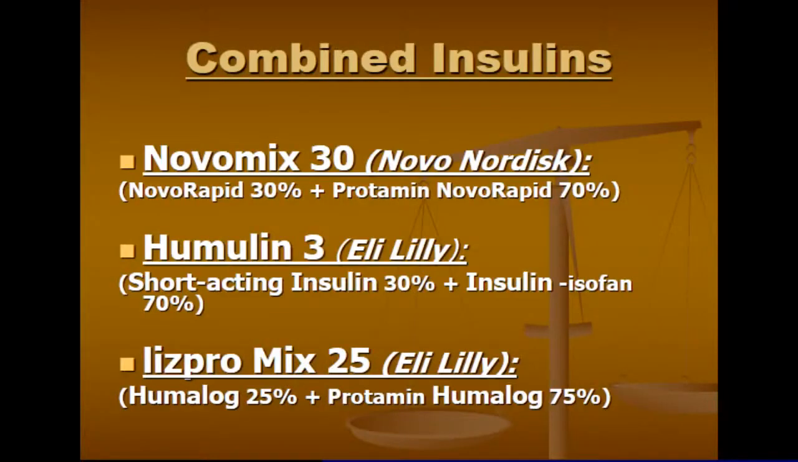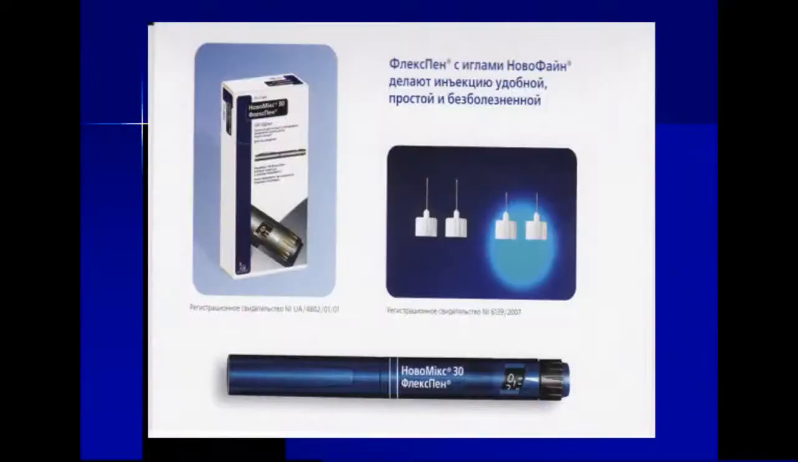Very rare, used usually for adults. Combined insulins: Novomix 30. This insulin includes Novorapid 30% and protamine Novorapid 70%. Humulin M3, short-acting insulin 30% and insulin isophane 70%. And the last one, Lispromix 25: Humalog 25% and protamine Humalog 75%. It's Novomix 30 FlexPen.